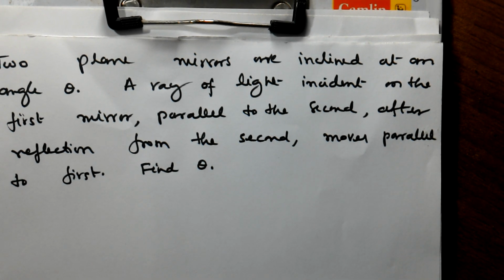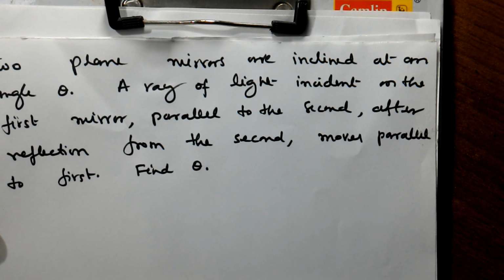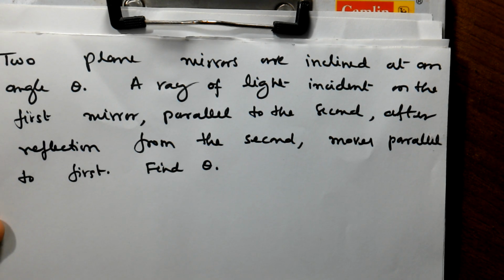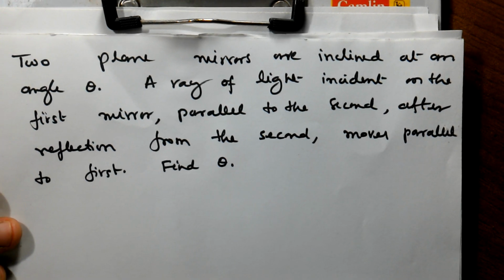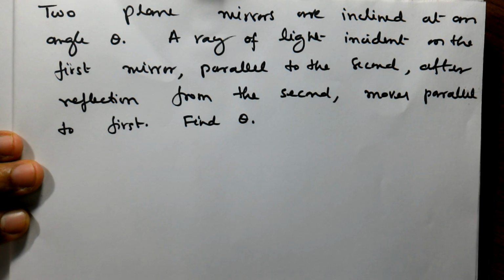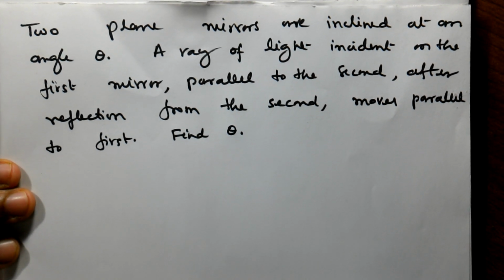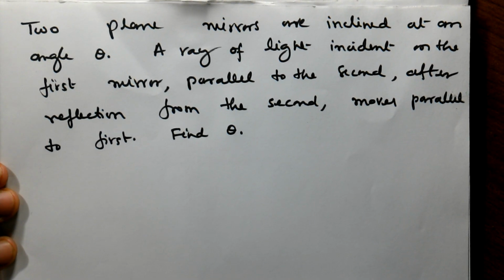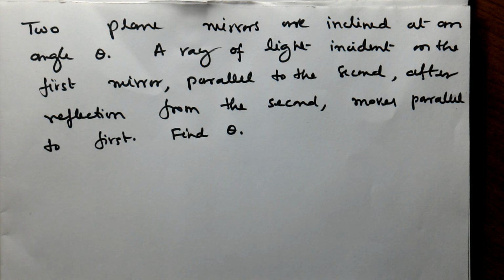Two plane mirrors. Can you read it? Right, yes, now you can see that. Okay, this is better. Two plane mirrors are inclined at an angle theta. You see the sentences, a little bit horrible. A ray of light incident on the first mirror, parallel to the second, after reflection from the second, moves parallel to the first. Find the angle theta. That is, the angle of inclination of the two mirrors.